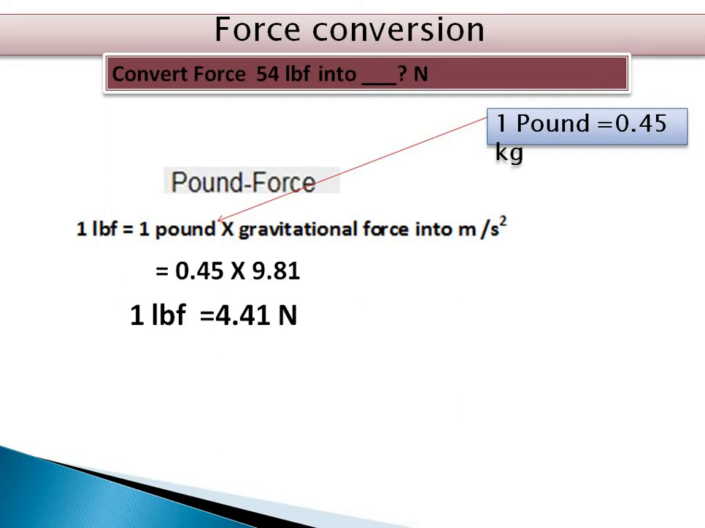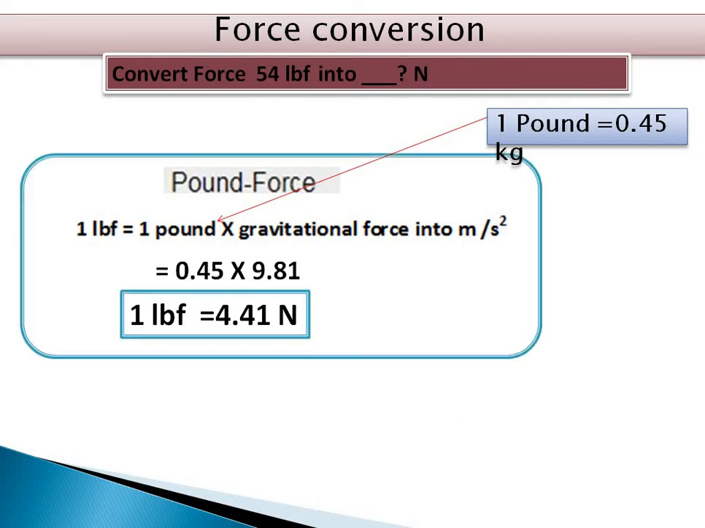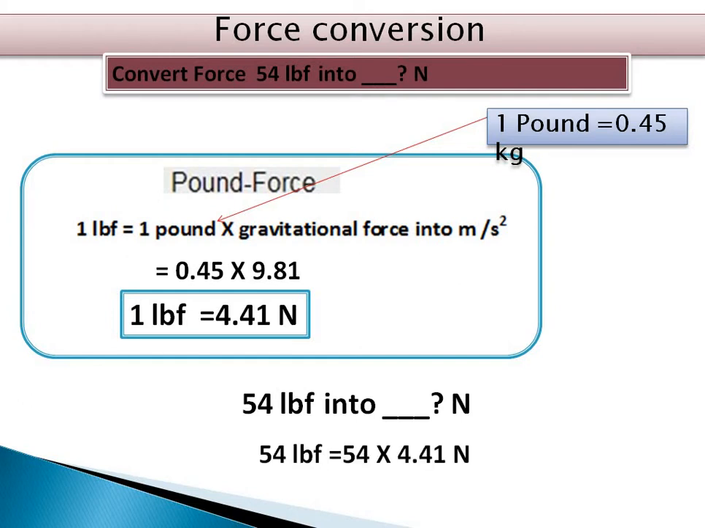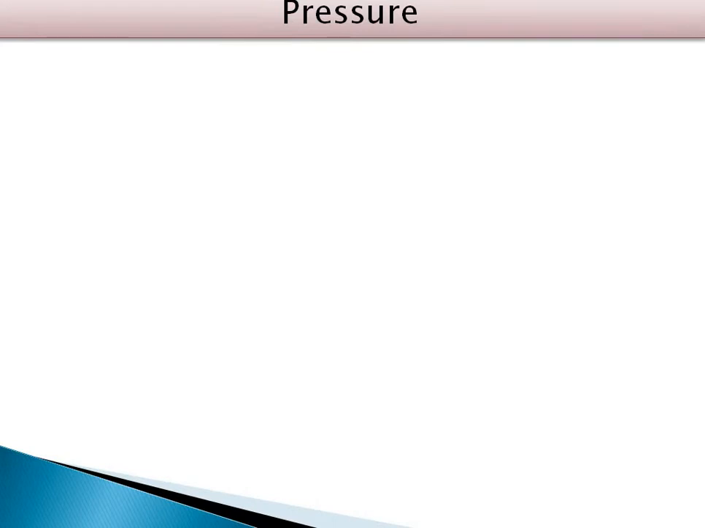But kg meter per second square is nothing but Newton. So therefore 1 lbf is equal to 4.41 Newton. Okay. So by using this formula, can we convert 54 lbf into Newton? So 54 lbf is nothing but 54 into 4.41, which is equal to 238.14 Newton.